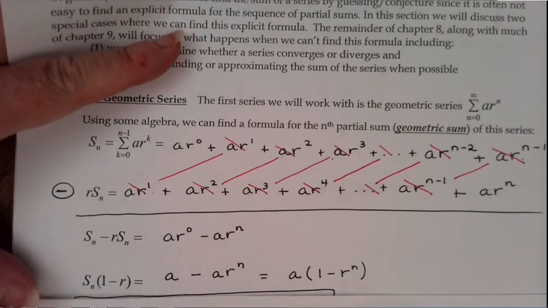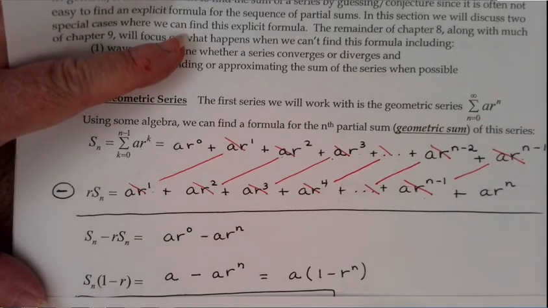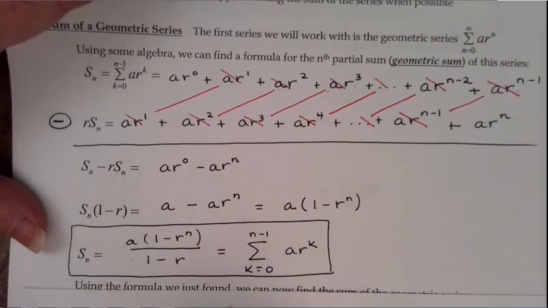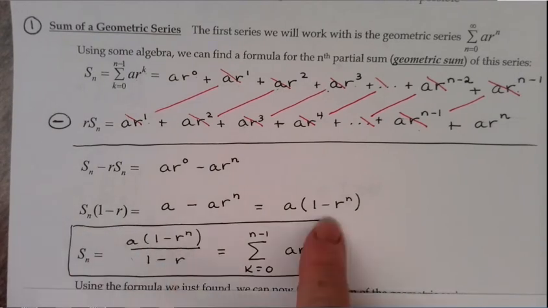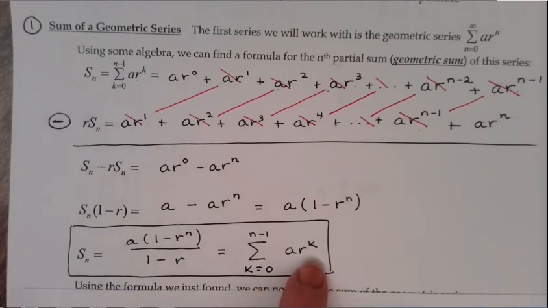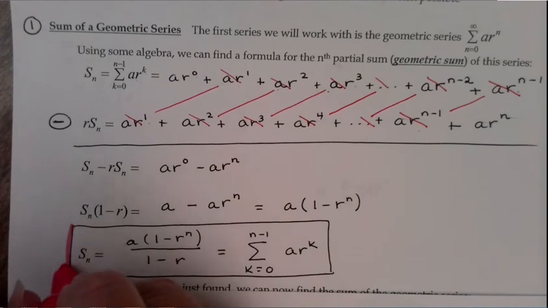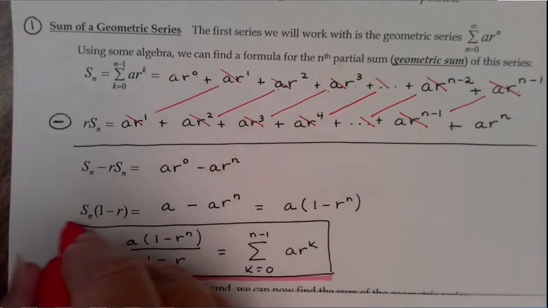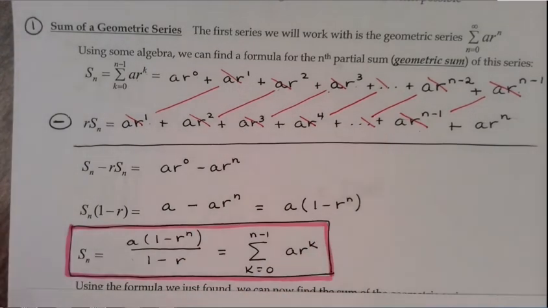All right, I'm going to solve for the sum S sub n. All I'm doing here is dividing out this 1 minus r. So I have a times 1 minus r to the n over 1 minus r, and that's going to be equal to what I started with, S sub n, or the sum of ar to the k, as k goes from 0 to n minus 1. This is an important formula that we'll be using to find sums, so keep that one in mind, definitely one we'll need.